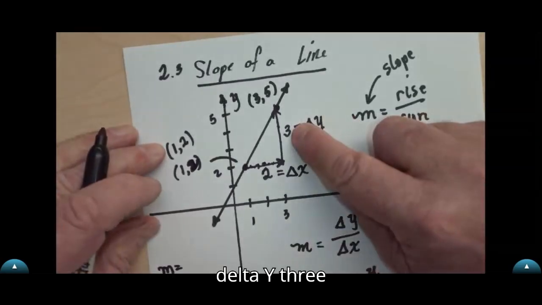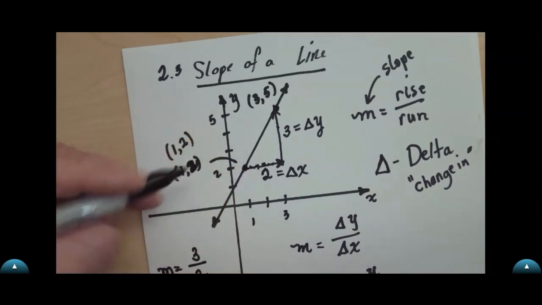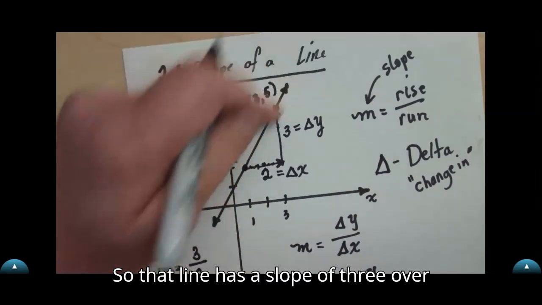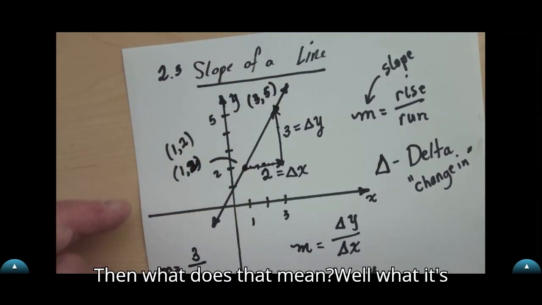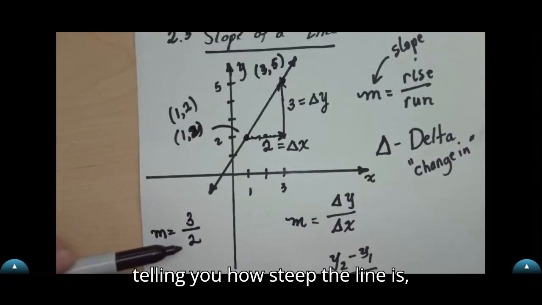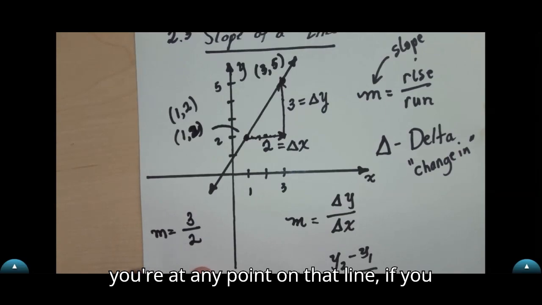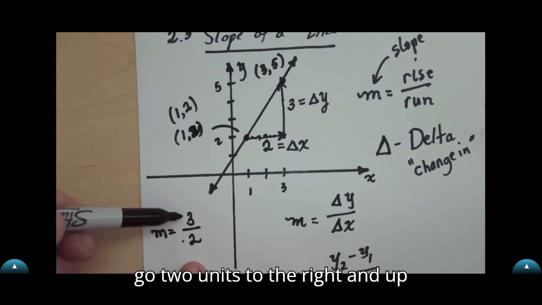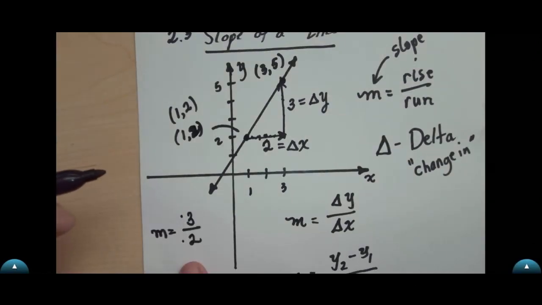is delta Y, 3, over delta X, 2. So that line has a slope of 3 over 2, 3 halves. Everybody see that? Then what does that mean? Well, the reason this is telling you how steep the line is, is that if you're at any point on that line, if you go 2 units to the right and up 3 units, you're going to hit another point on the line, right? And of course, 3 over 2 is 1.5.